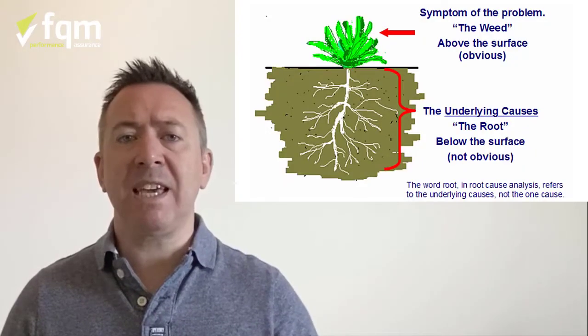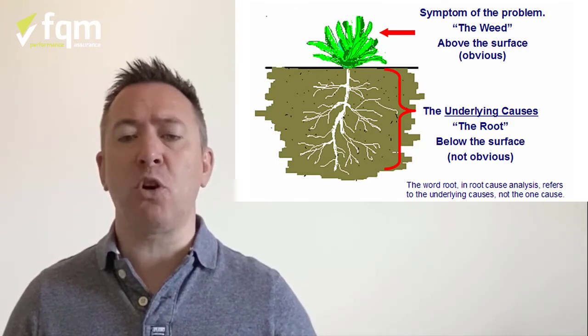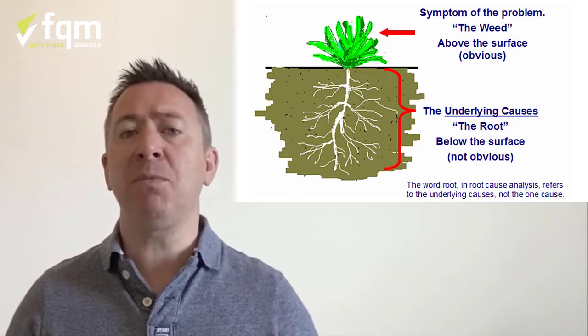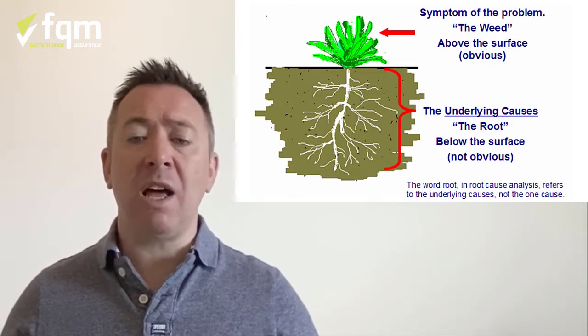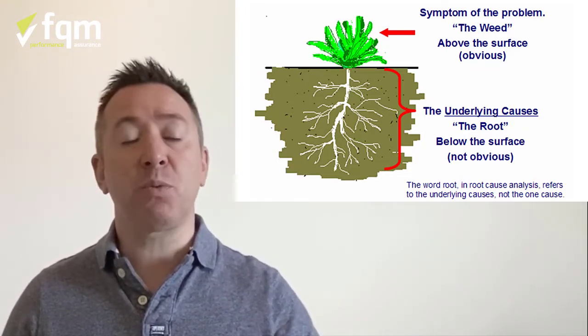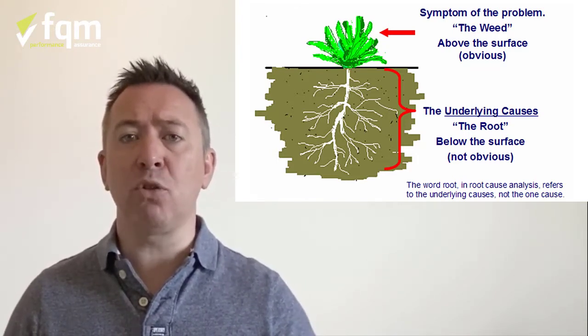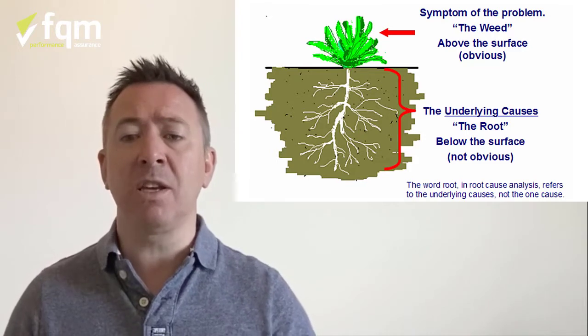Proper control, monitoring and measurement of data will provide that. Let's think again about the root cause in terms of a weed or a flower or a tree above the surface. Something that's very visible. The underlying causes are the roots, which are below the surface. They're not that obvious to see and do require time and dedication to find them.